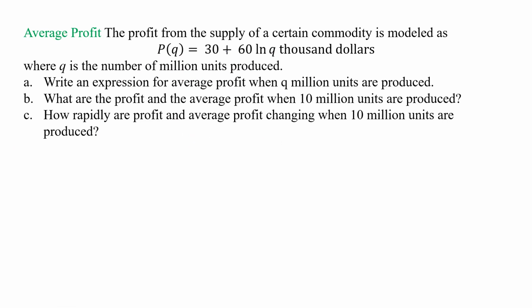Well, how do we do that? Well, we're going to have to take this divided by Q million units, okay? And so if we take the average, that's going to be a bar. So P bar of Q is equal to 30 plus 60 ln of Q all over Q. So that's the equation part.